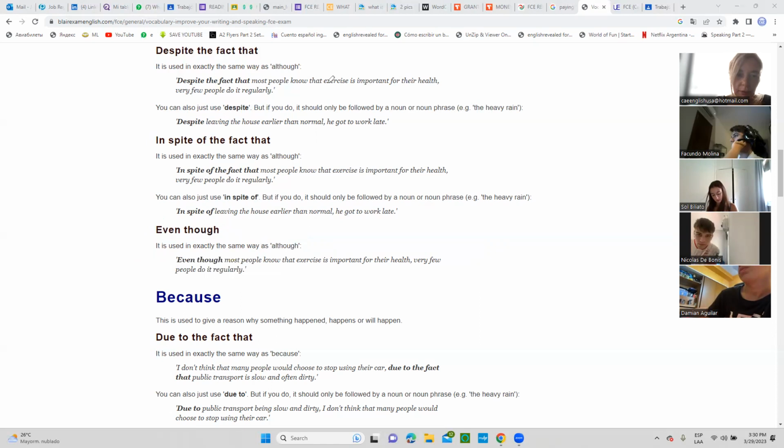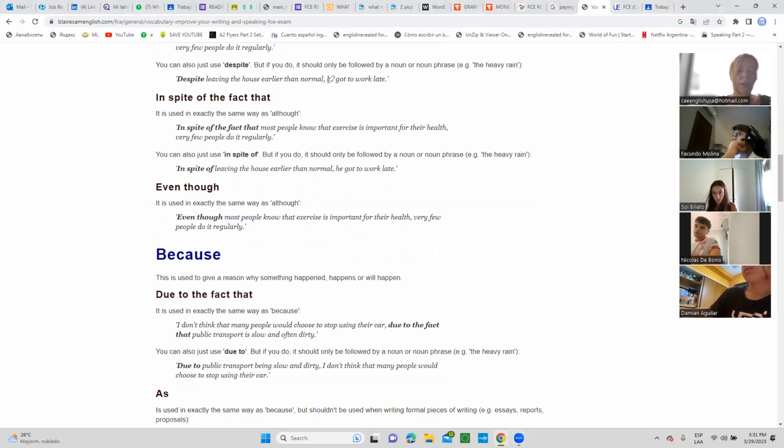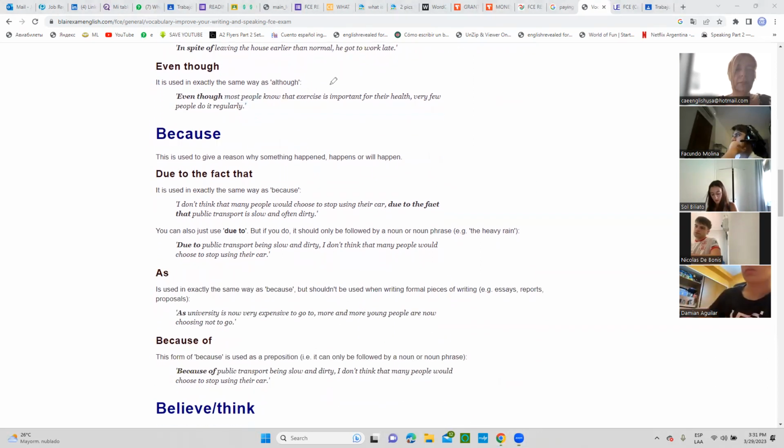Although most people know that exercise is important for their health, look at the situation here. Even though, and then we have the subject, most people, and then we have the predicate, verbs. Even though most people, and now the verb, so it's a sentence. With even though and with although, we usually put them at the beginning, with subject and predicate, subject plus verb. Okay? Because this is used to give a reason why something happened, happens, or will happen.